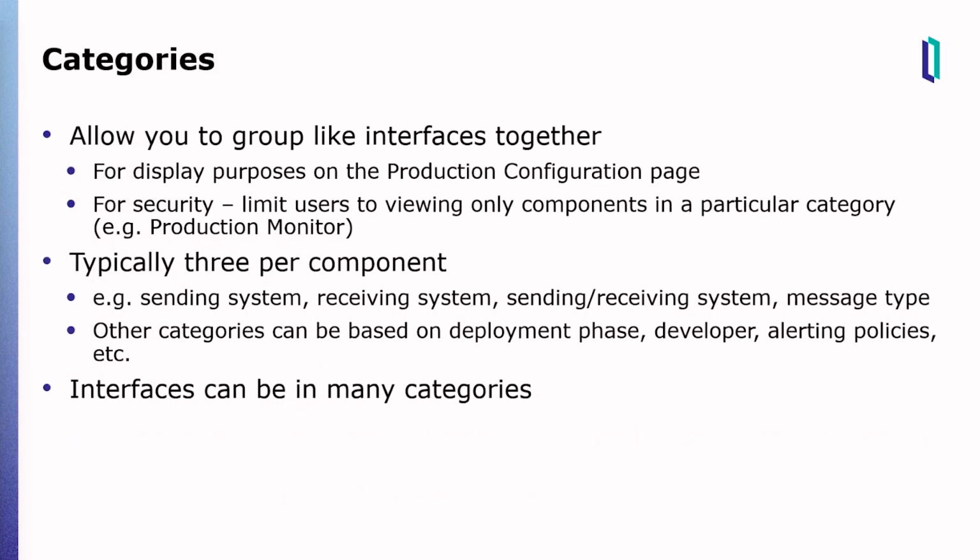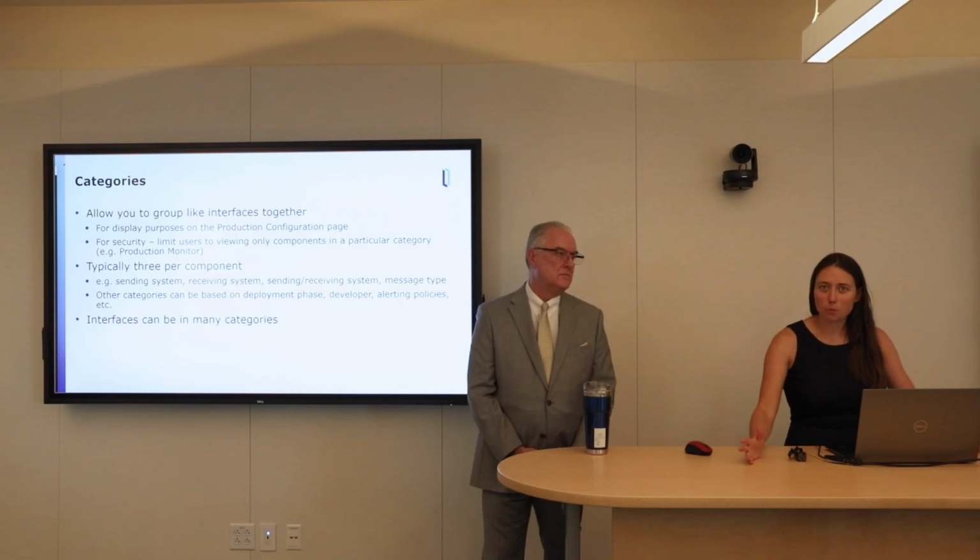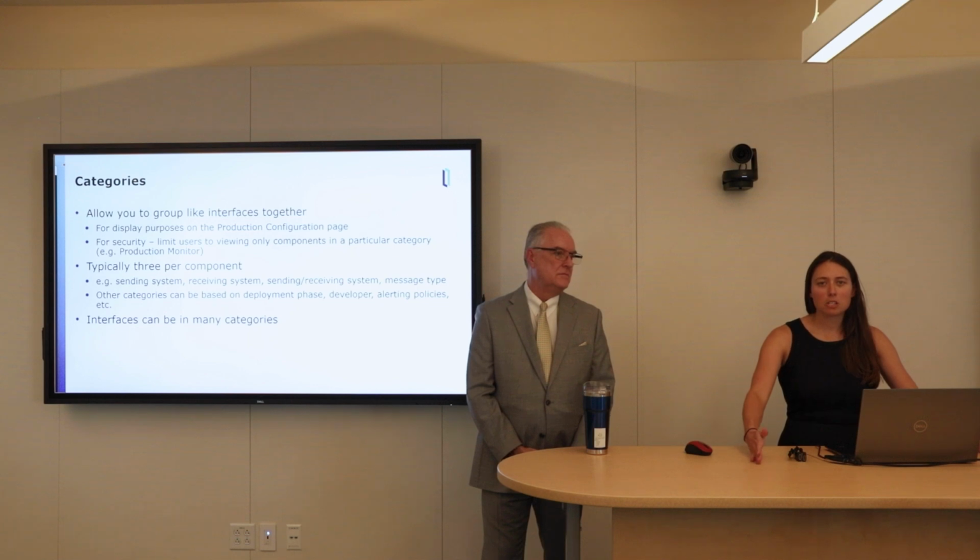All right, categories. I skipped over this piece. They allow you to group like interfaces together. Categories are paramount to both your naming convention strategy and your rollout. The reason why is, think about the situation where I have 1,000 interfaces or even 500 interfaces.